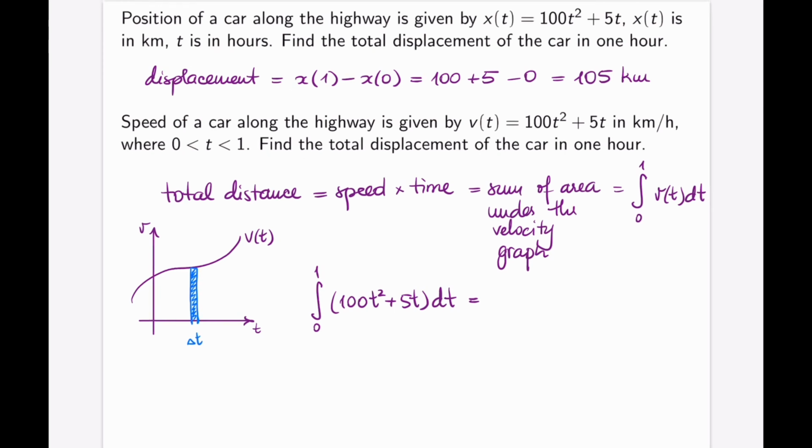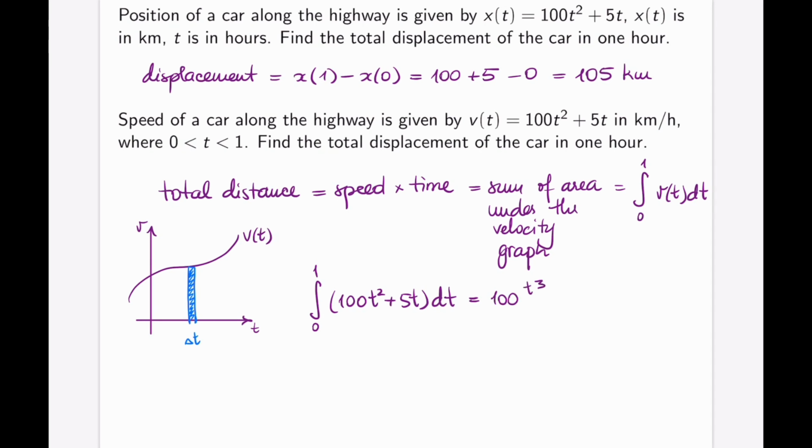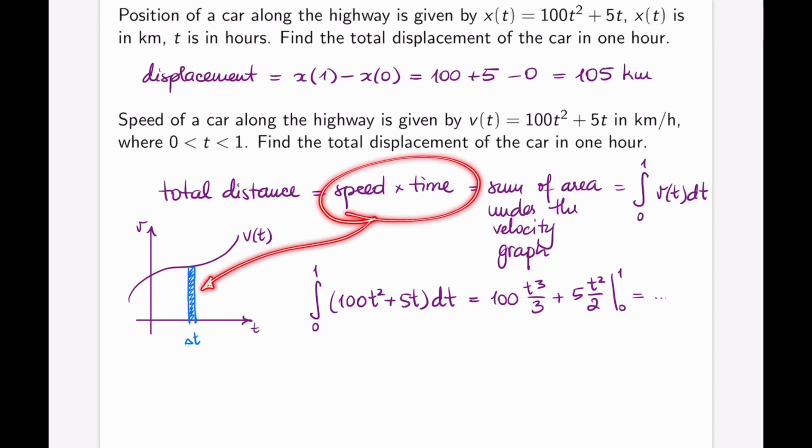The first one is going to give me 100 times t cubed over 3, plus the second one will be 5 t squared over 2. Evaluated between 0 and 1, I am going to get some kind of number. This is, again, another way to really understand how speed times the time will produce these little rectangles where if the time interval is taken to be very short, the velocity can be assumed to be constant.